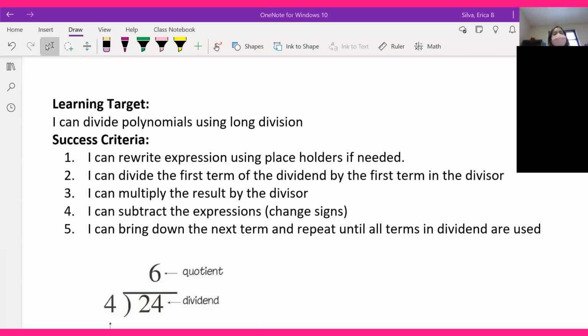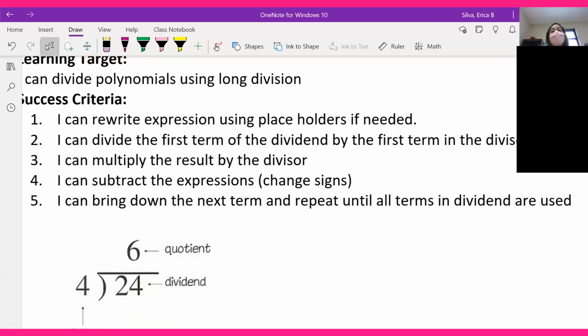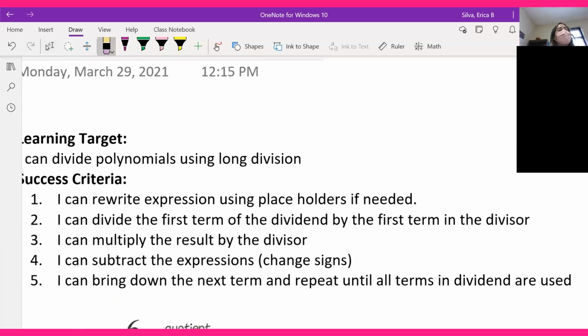we're going to look at dividing polynomials using long division. To be successful, we need to be able to write expressions using placeholders if needed, and we'll talk about placeholders. Well, actually, let's talk about it now. A placeholder is, yes.